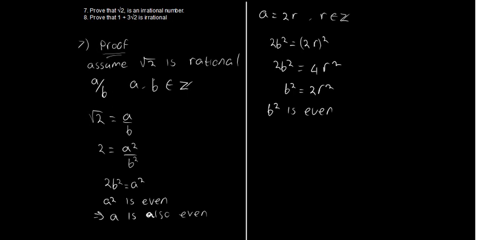So if b squared is even, then b is also even. Now remember our initial condition that we set up over here. We said that these two should be in their lowest forms and should not have any common factors. But if both of these two are even, this implies that a over b is not in its lowest form.